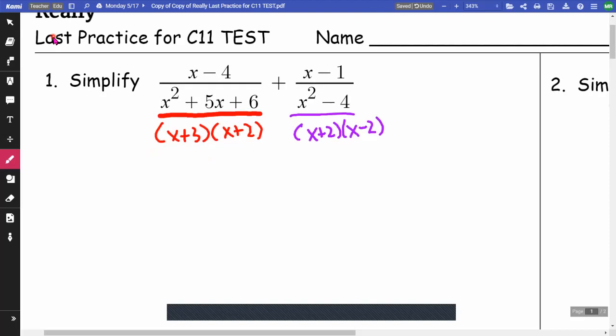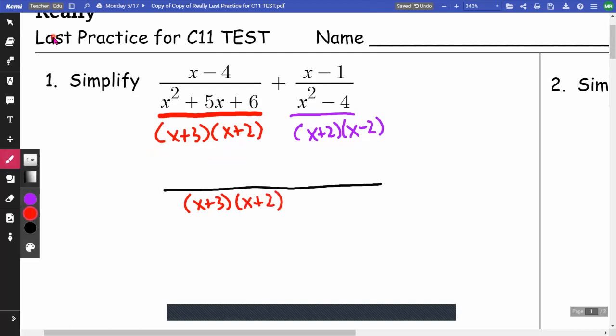And so we're trying to get a common denominator for both of these. So from the first fraction, I need to have an x plus 3, and I need to have an x plus 2, okay, from here. And then from the second fraction, I need an x plus 2, but I already have it, so I don't need it again. But I do need an x minus 2. So I'm going to have an x minus 2. So that's going to be my common denominator.